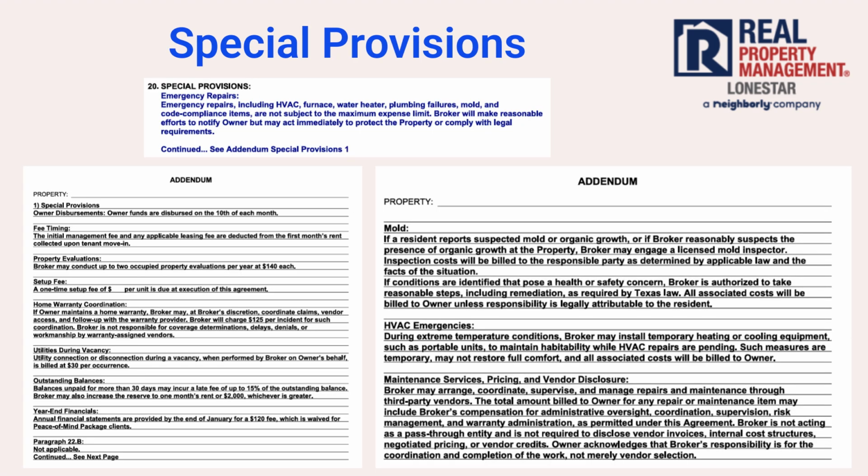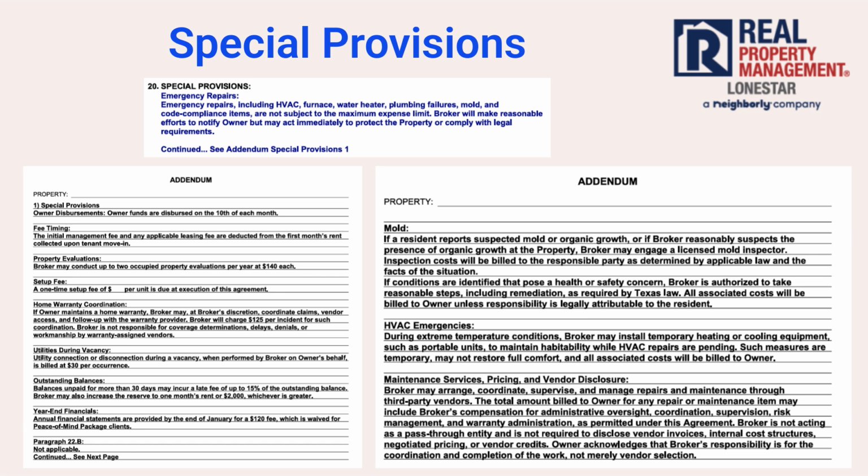This section covers a set of special provisions and addenda that support how we manage your property day to day, especially around maintenance, emergencies, and operational logistics. These provisions are designed to give us the authority to act quickly, responsibly, and in compliance with Texas law without unnecessary delays. First, the agreement clarifies how emergency repairs are handled.